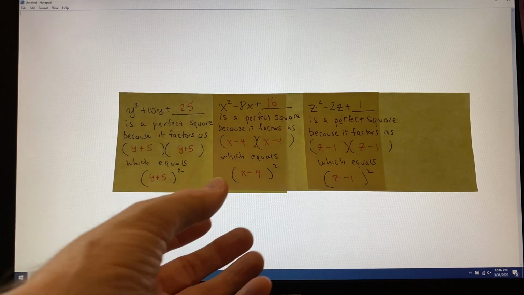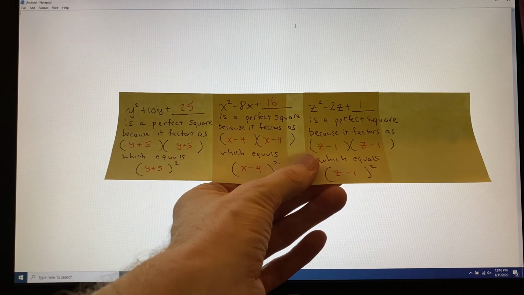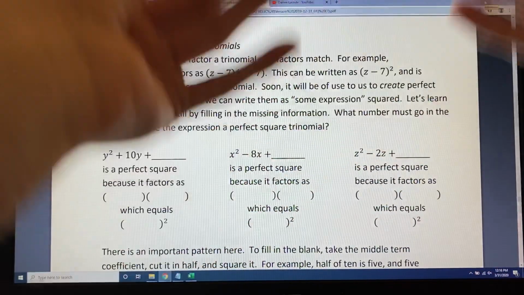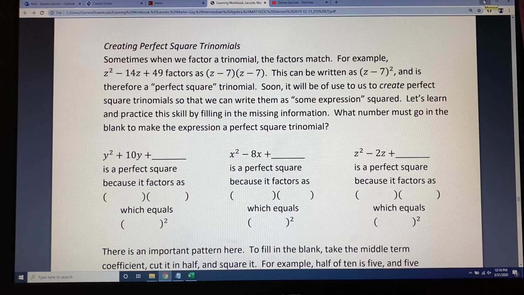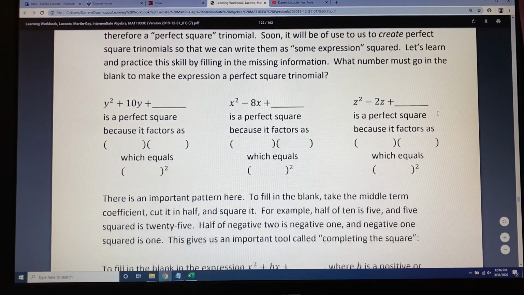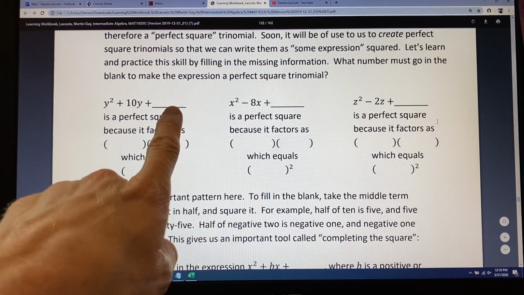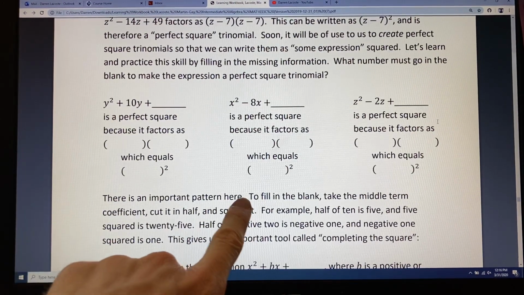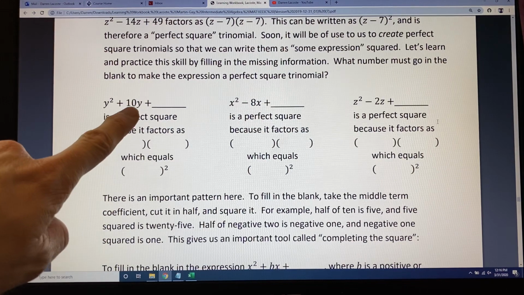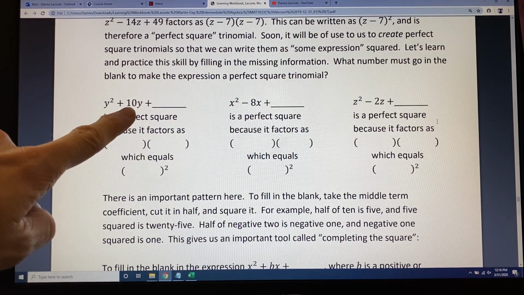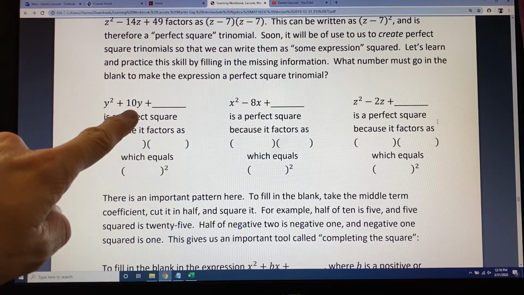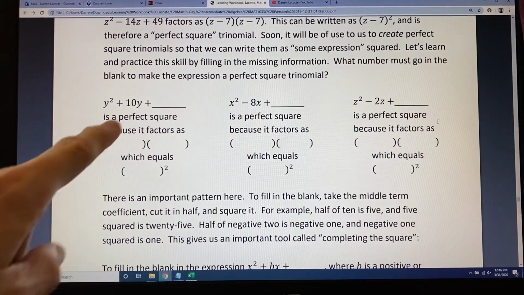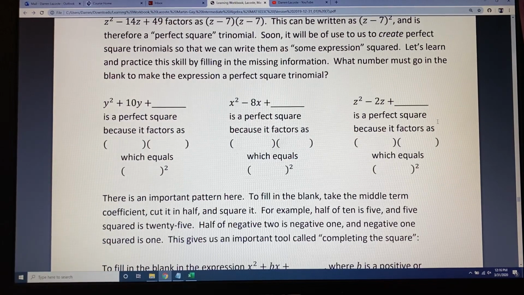All right, now, maybe you got those right, maybe not. There's an important pattern to be discussed. Let's learn that pattern now. Let's say you're trying to figure out what number has to go in the blank. Here's the pattern. To fill in the blank, take the middle term coefficient, which in this case would be 10, cut it in half, which would make it 5, and square it. 5 squared is 25. So that tells me that a 25 has to go in this blank.